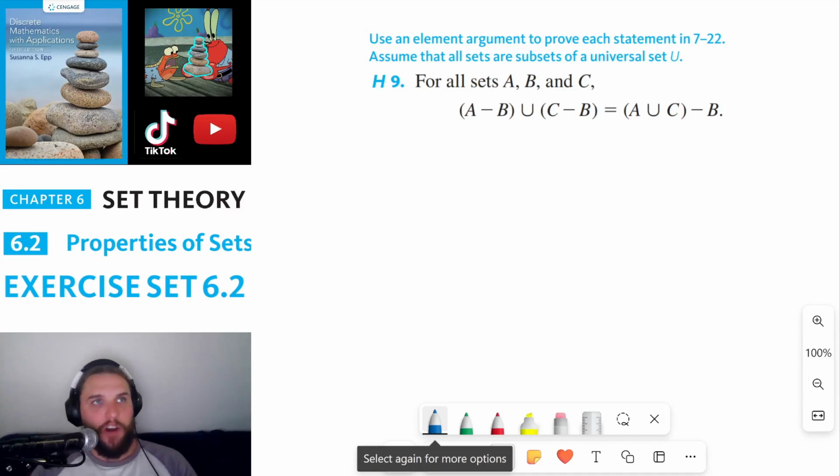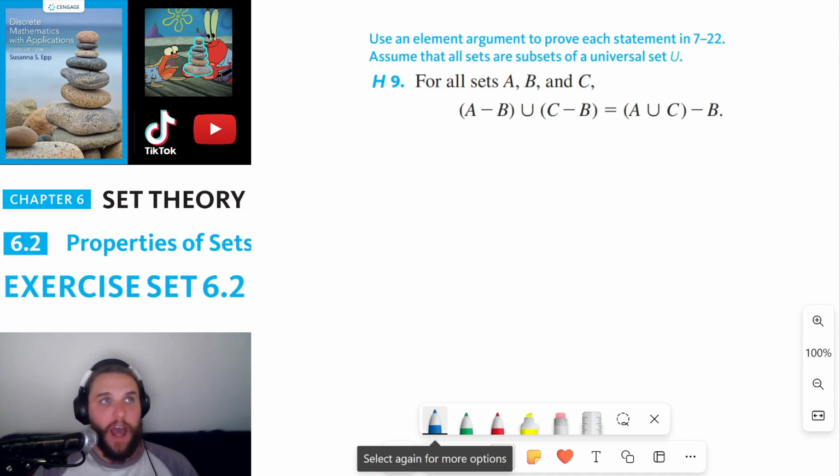Use an element argument to prove each statement in 7 through 22. Assume that all sets are subsets of a universal set U. For all sets A, B, and C, (A minus B) union (C minus B) equals (A union C) minus B.